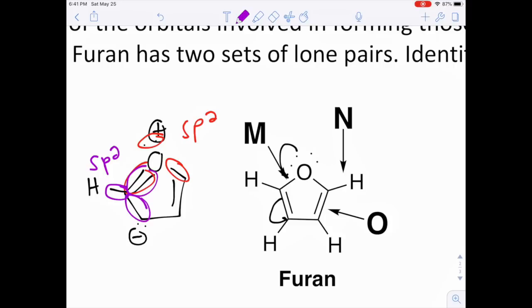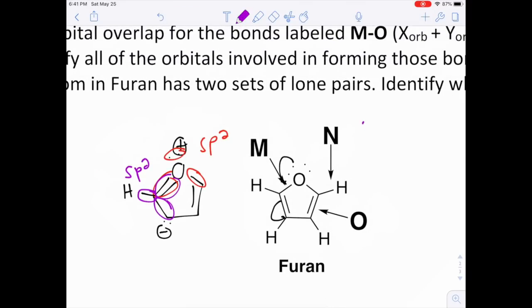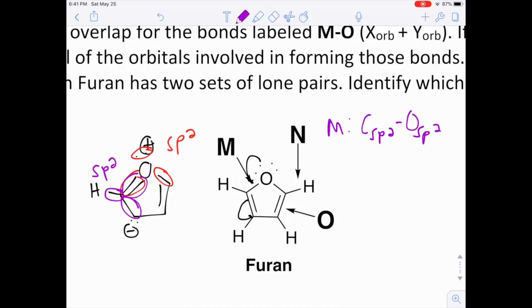Okay, so we know that the sigma bond between those is going to be a carbon sp2 and an oxygen sp2 overlap. So something that looks like this. So let me just draw it over here. It's going to be carbon sp2 with an oxygen sp2. Okay, and that's the sigma bond.